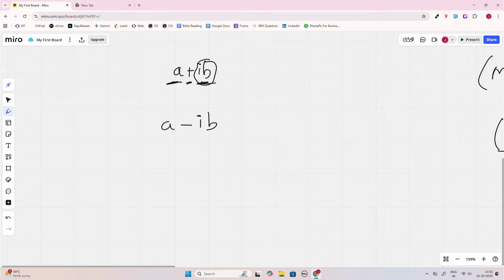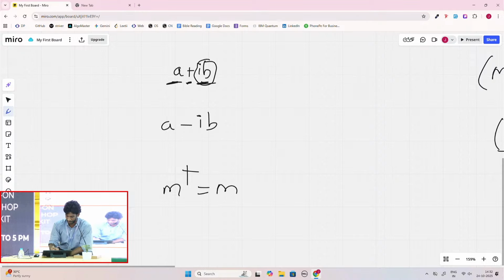And if you do the complex conjugate and then the transpose, it will give rise to the dagger. Straightforward deal. And what is Hermitian? Very simple. If M dagger equals M, then we will call it a Hermitian.